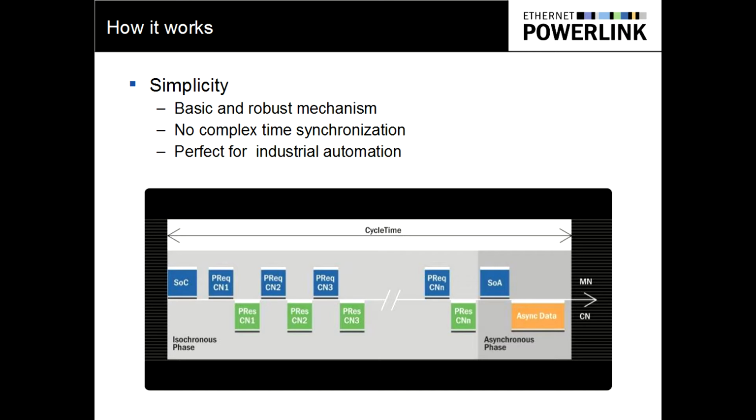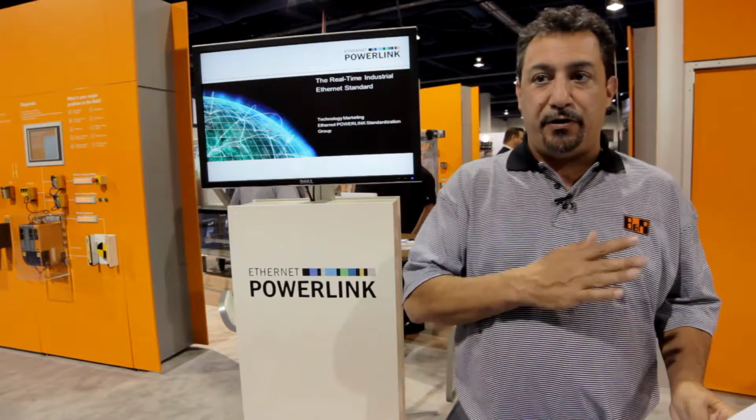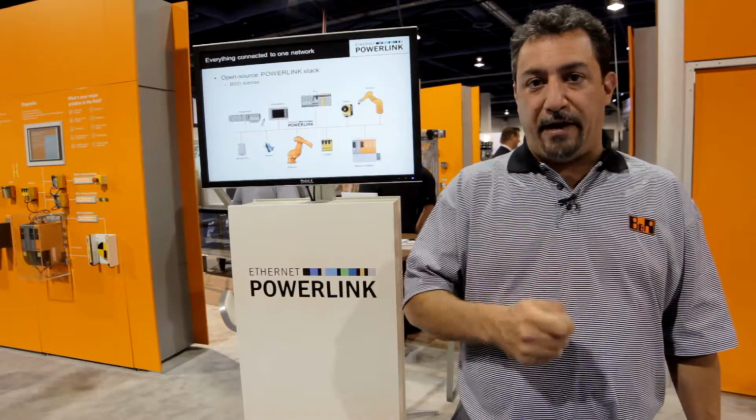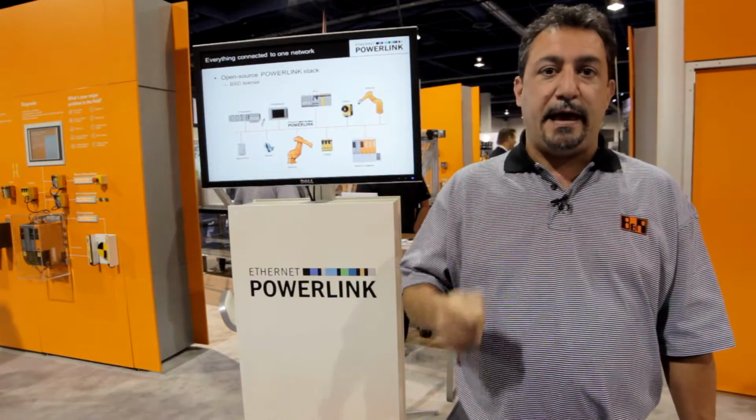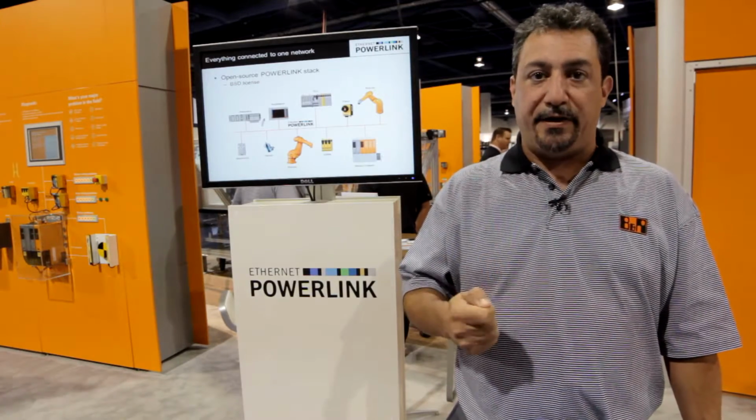controls the bus cycle. And the bus cycle is split into two components. The first component is the isochronous part of the cycle, and that is where the real-time behavior happens. During that part of the cycle, the bus master polls every node on the network, and the node responds by publishing its data on the network at that point.